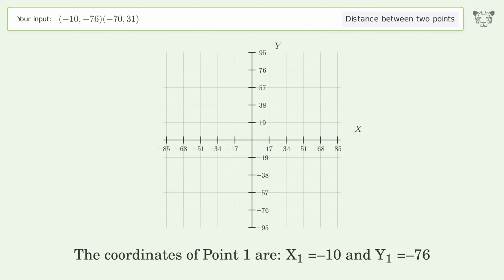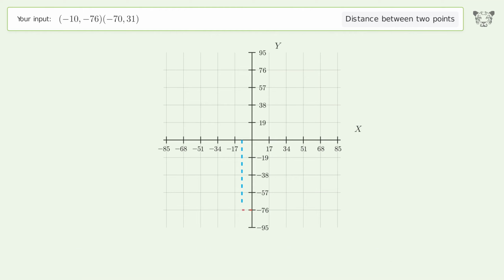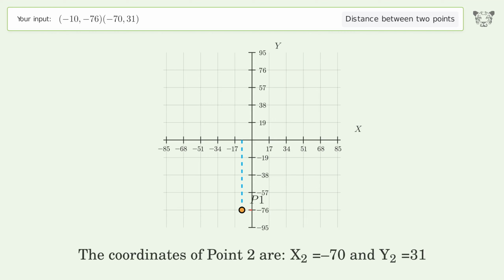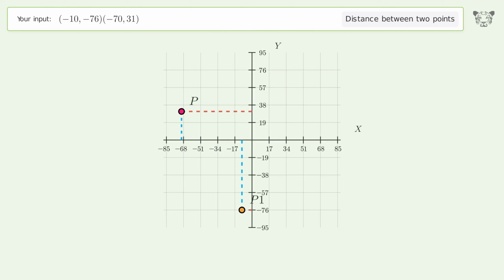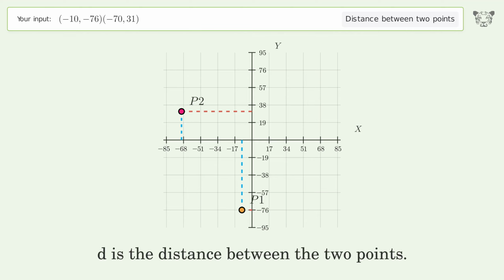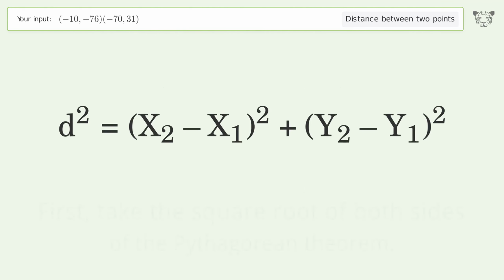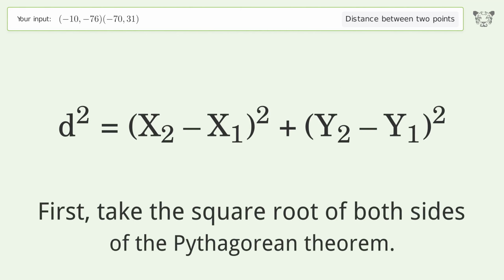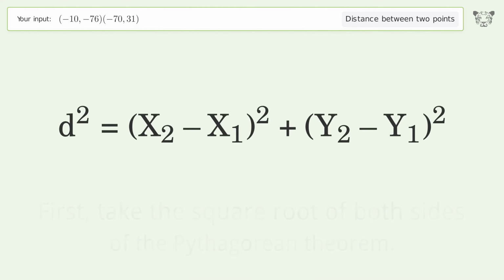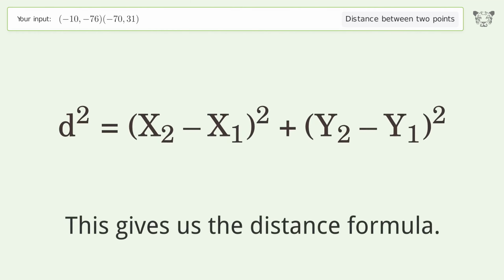The coordinates of point 1 are x1 equals -10 and y1 equals -76. The coordinates of point 2 are x2 equals -70 and y2 equals 31. D is the distance between the 2 points. First, take the square root of both sides of the Pythagorean theorem. This gives us the distance formula.